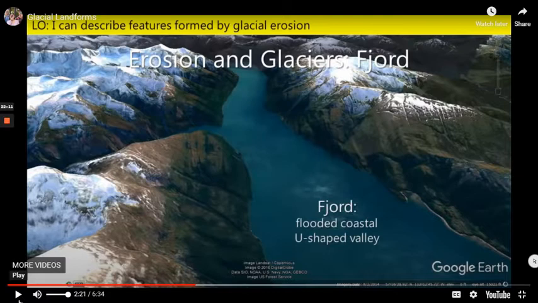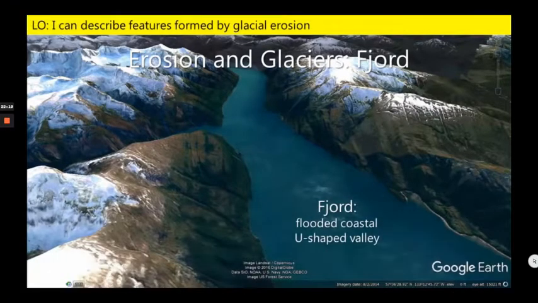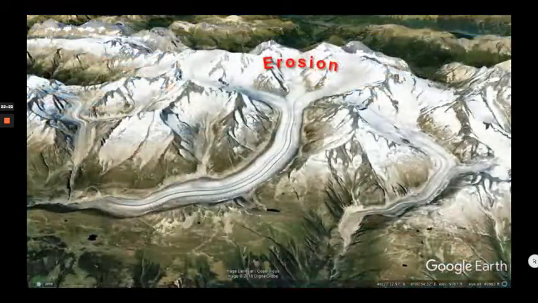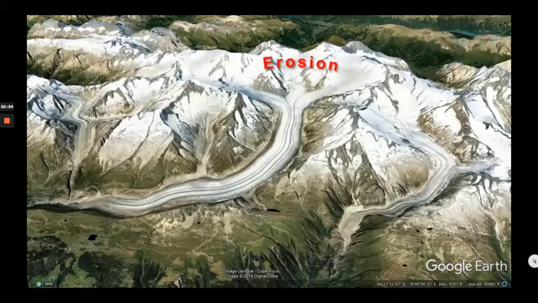So one thing I want to point out here is this is your main glacier, your original or main glacier.